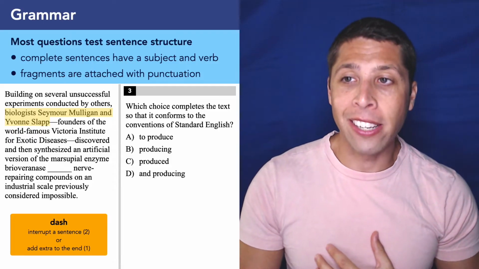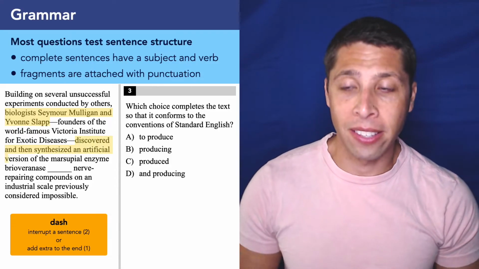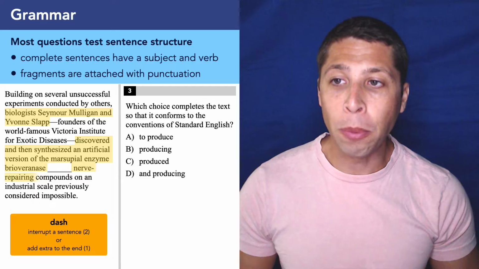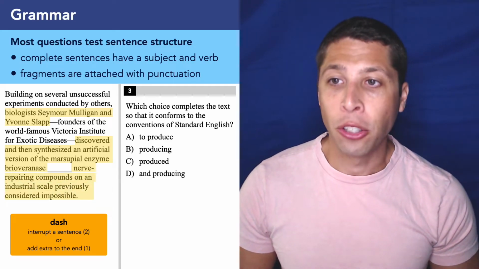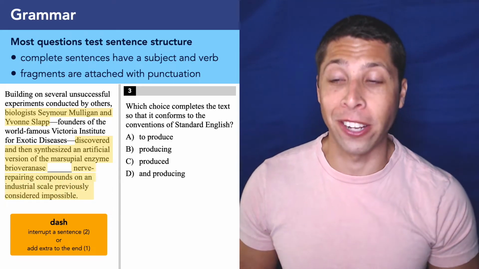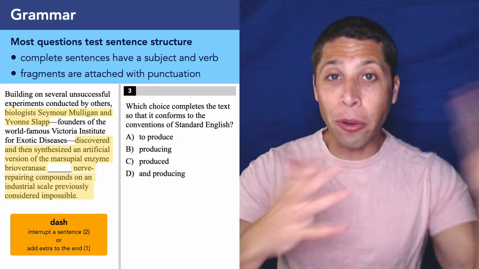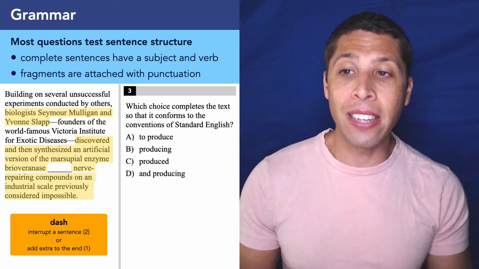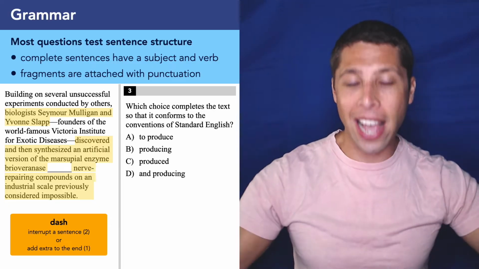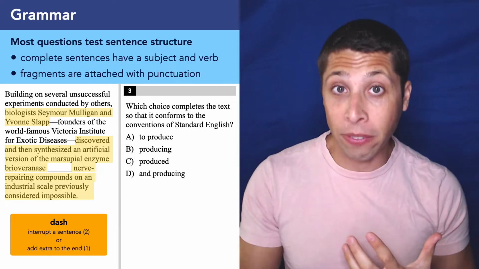Biologists Seymour Mulligan and Yvonne Slapp discovered and then synthesized an artificial version of the marsupial enzyme bryoveronase to produce nerve-repairing compounds on an industrial scale previously considered impossible. Well, there's no other commas here, so there's no other break that we can kind of think of, and that's what makes this difficult, is there's a lot of text to listen to and try to hear if it's a sentence.